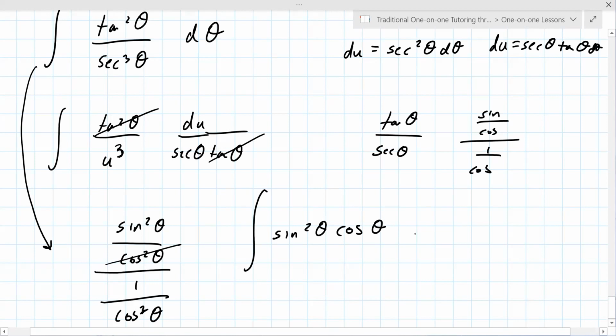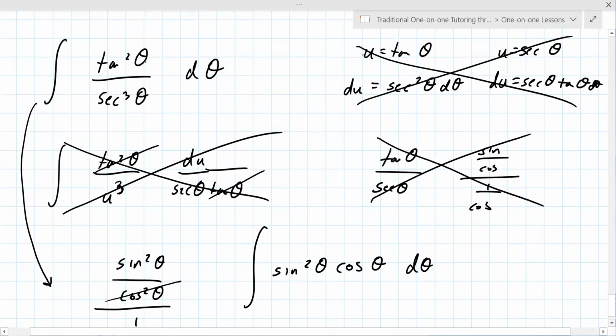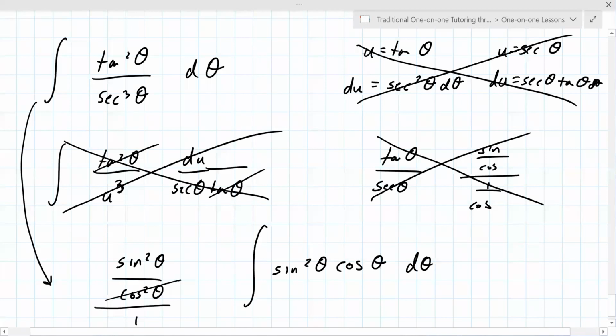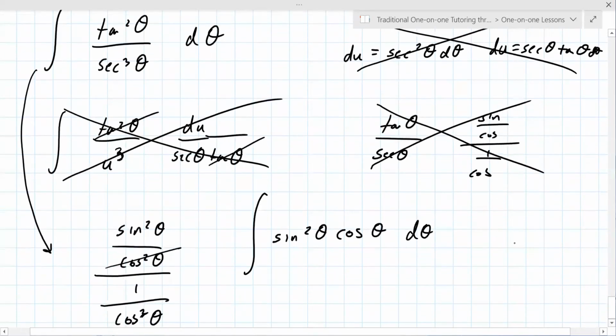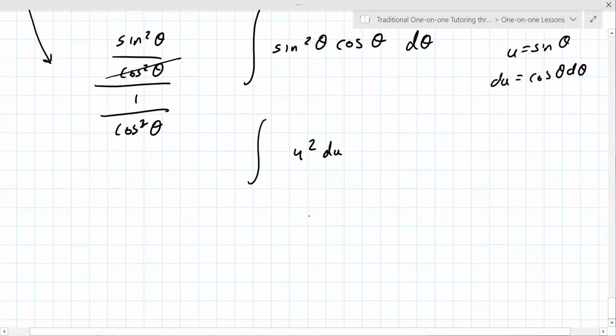That's the right approach. Remember that problem we were doing yesterday where it said make the u or turn it into sine and cosine? What I just did was no good because it didn't get us any closer, whereas this one did, turning tangent into sine and cosine, secant into cosine. And then you get this. This is a well-known one. u is sine theta, du is cosine theta d theta. This ends up being u squared du, which gets really nice: 1/3 u cubed plus c. You put your u back in.